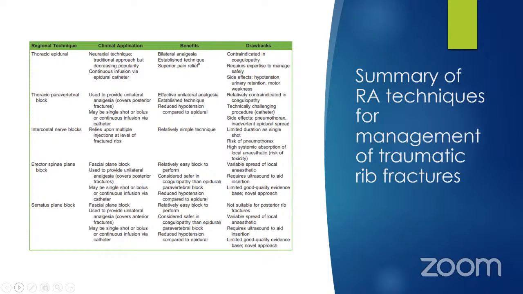Serratus plane block, it is also a fascial plane block. It is used to provide unilateral analgesia, mostly covering the anterior fractures, and may be given as a single shot, bolus, or continuous infusion via the catheter. It has some benefits because it is an easy block to perform. It can be considered safer in coagulopathy than epidural or paravertebral block, like the erector spinae block. It has a reduced risk of hypotension when compared to the epidural blocks.